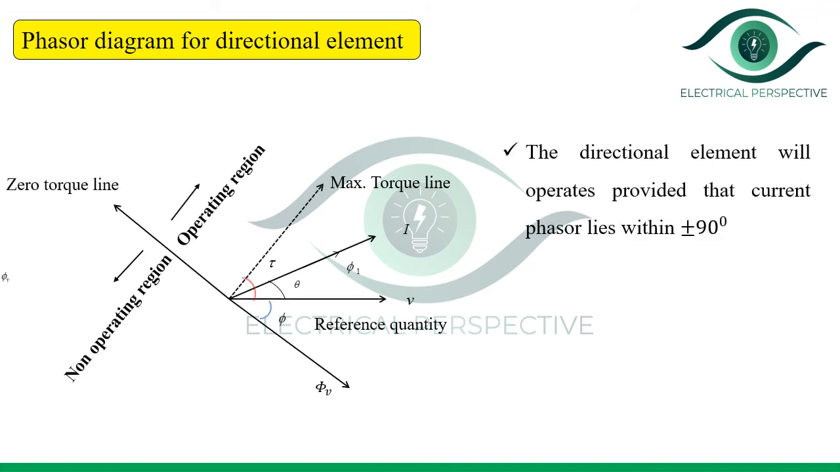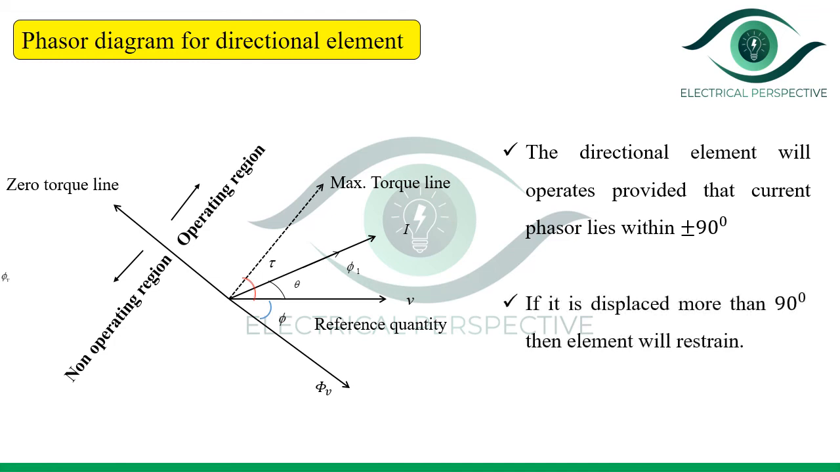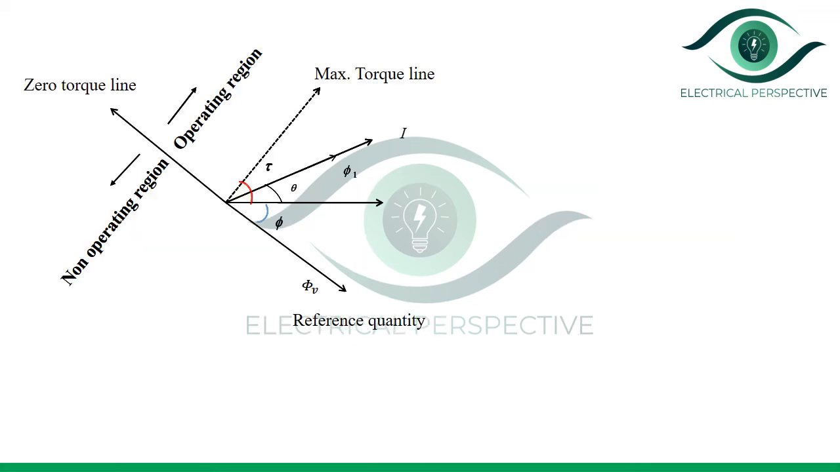The directional element will operate provided that the current phasor lies within plus minus 90 degrees. You can see in the figure, if it is displaced by more than 90 degrees, then the element will restrain. That is, in the figure it is shown as non-operating.